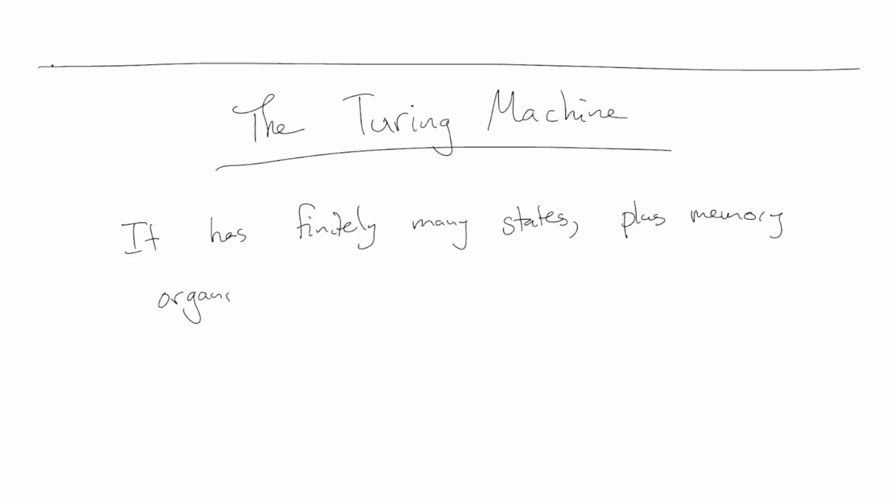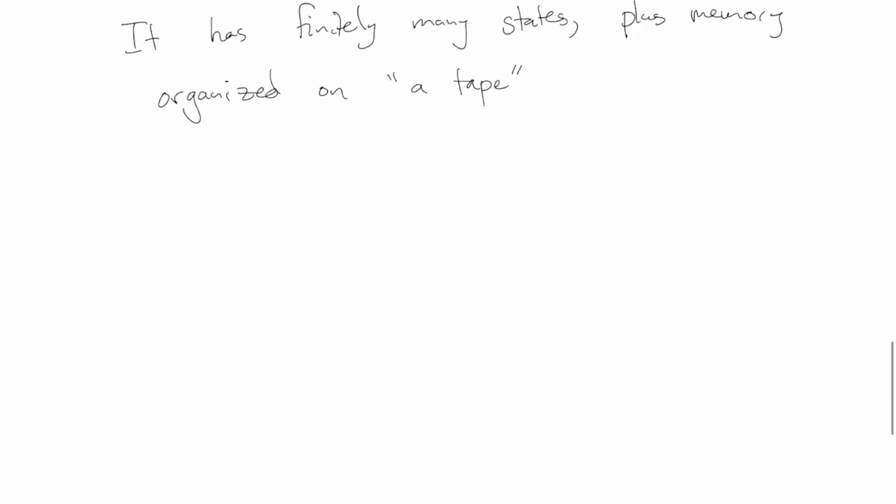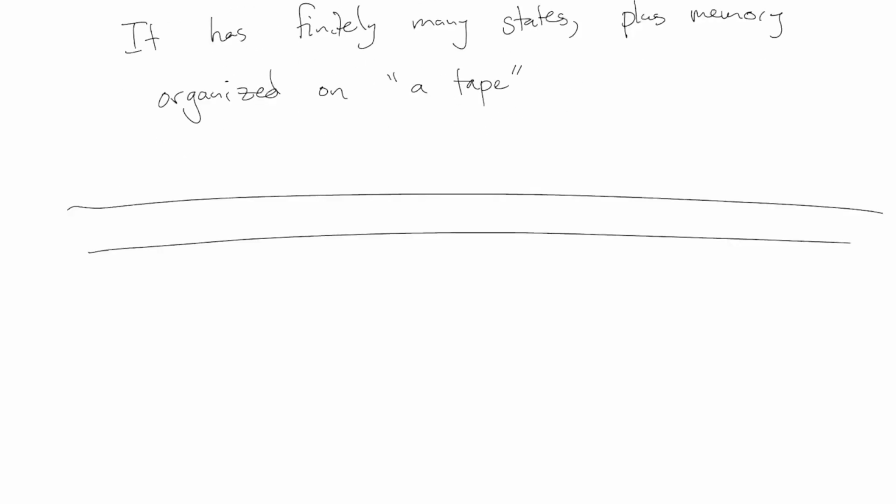organized on a tape. This is what Turing called it, a tape. And the tape is a big thing, sort of, that you imagine looks like this. It's just a long tape, not a sticky tape, like a cassette tape or something. A long tape, and on the tape it has spots, and along the tape are written letters from the alphabet. So it says something like this on the tape.